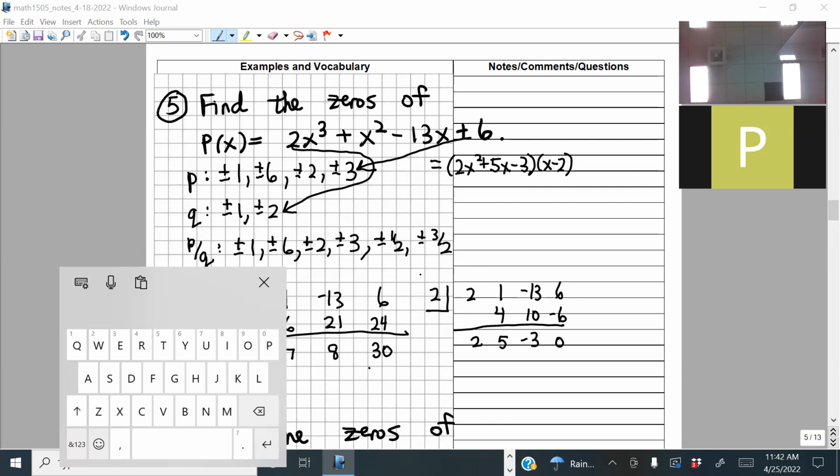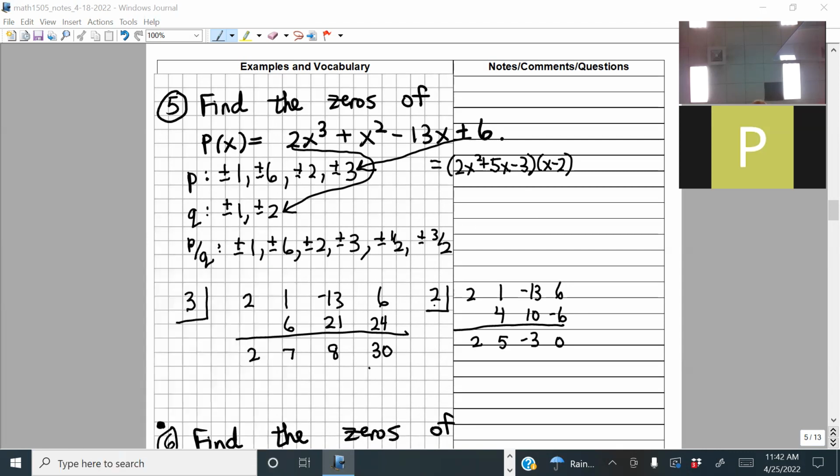Or if you like, you can continue down your list. We've already done 2, right? But 2 could work again. But 3 is never going to work. So once you got a remainder of 30 here, you know 3 is never going to work. But you can continue trying numbers on your list, right? With these coefficients, 2, 5, and minus 3. Or since this is only quadratic, you can try to factor this one by inspection, okay?